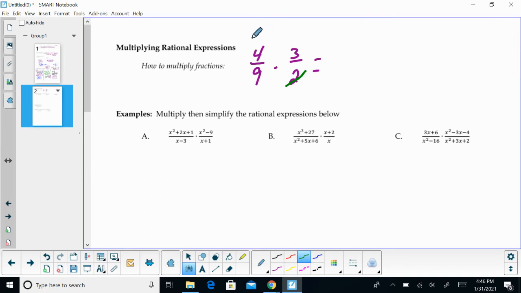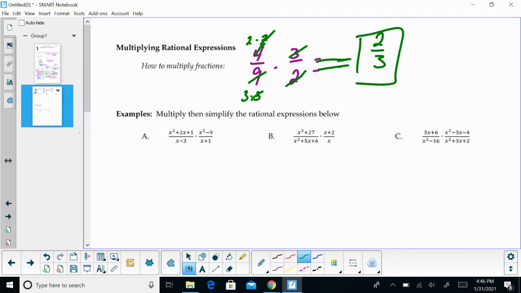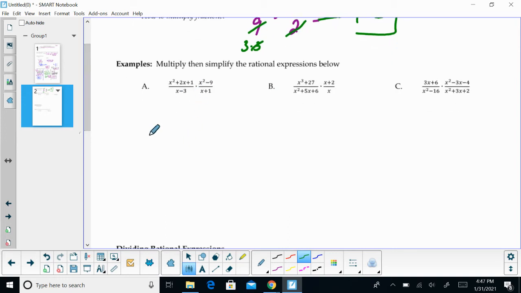and I would have one of these 2's canceled. I'd be left with a 2. 9 is the same thing. 9 is 3 times 3, and so I can cancel one of my 3's, and I'm left with 2 over 3. See how I got the same answer, but this way I wrote out the factors, canceled what I could, and then multiplied. That's exactly what we're going to do here. We're going to write out the factors, cancel, and then multiply.